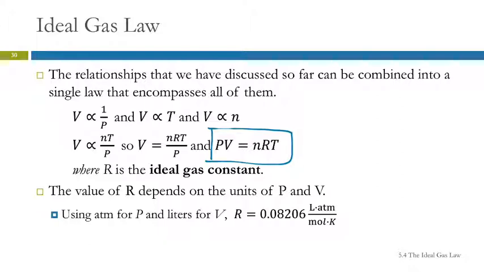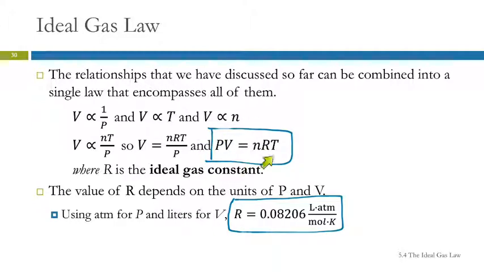So mostly we use atmospheres for pressure and liters for volume. And when we do that, R is equal to 0.08206 liter atmospheres per mole Kelvin. So that's the ideal gas constant. This is a good thing to memorize because we're going to use it a lot. It'll save you a lot of time. The units are messy looking, but they're important and they're useful.